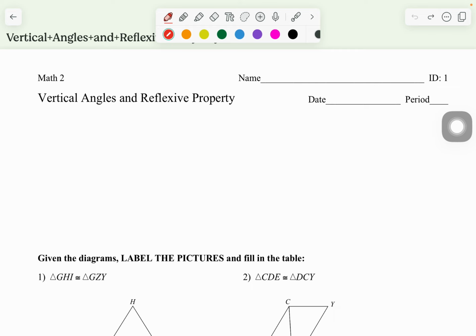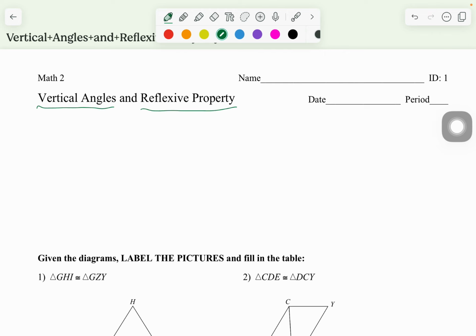We're going to just talk about two things that we sort of saw already, but I want to make sure that we get it all. So, we're going to talk about vertical angles and the reflexive property.